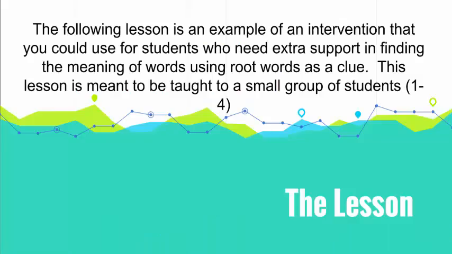The lesson on the following slides is an example of an intervention that you can use for students who have not yet mastered the skill of using known root words as a clue to determining the meaning of an unknown word. You will see the best success with engagement and learning if your group has 4 or less students.